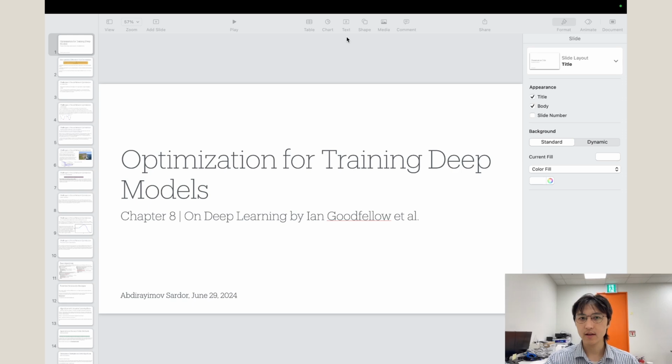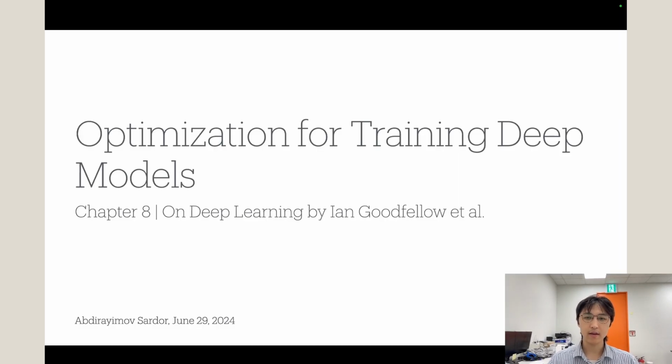Let's get started. So I have prepared slides and we will talk about these slides. Optimization is generally a very difficult topic. It's very challenging, and yet in deep learning we are still using optimization techniques which were created back in the 1980s. So here's my short overview of the chapter.